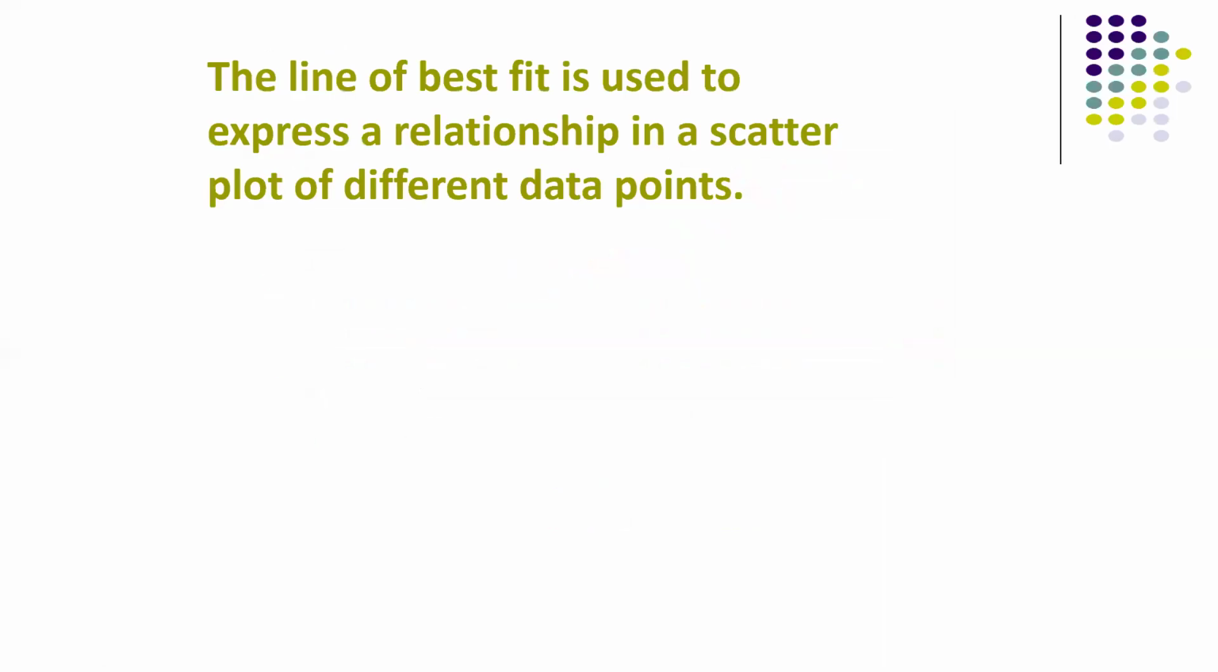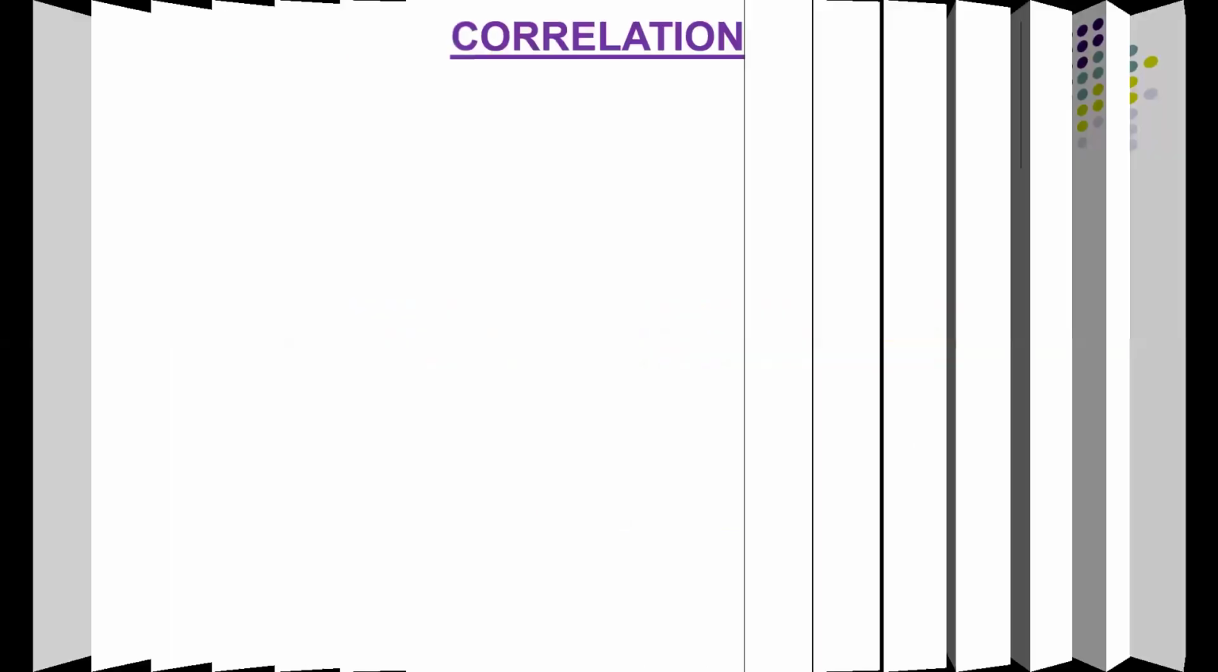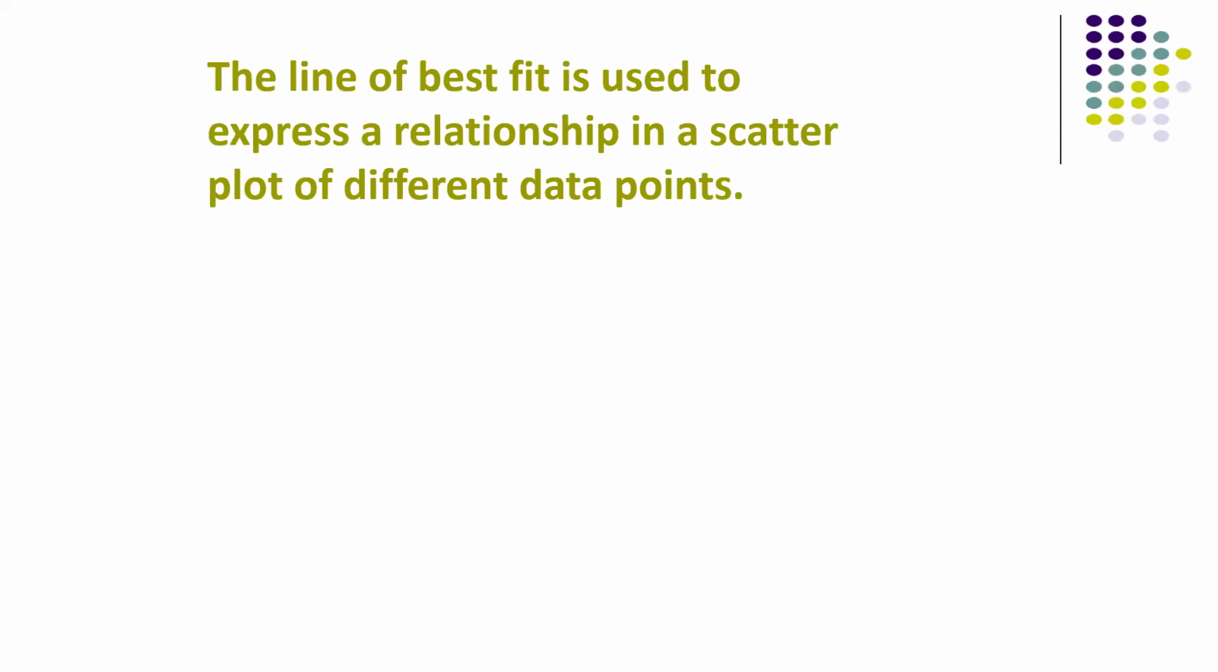Now, the line of best fit is used to express a relation in a scatter plot. This relation is called correlation. Now you have to give the heading correlation. This word has a very interesting relation with the word relation.